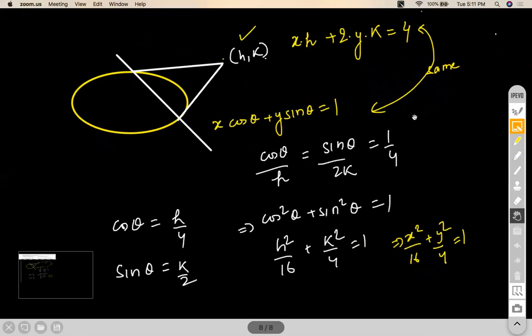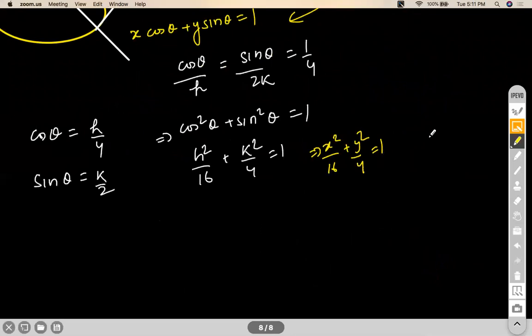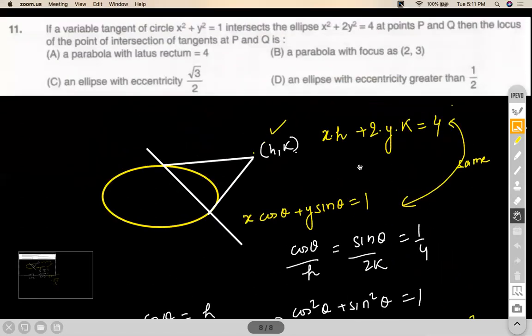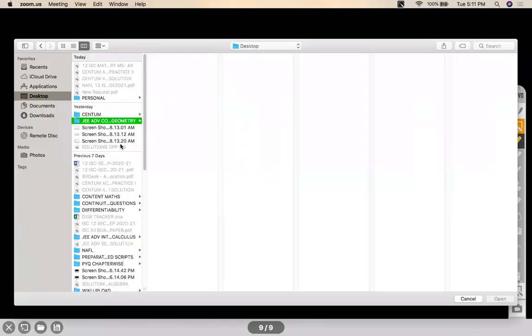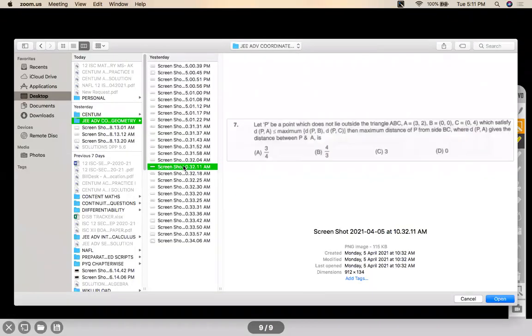So this is clearly an ellipse. And a is more than b, so eccentricity will be under root of 1 minus b square by a square, which is under root of 3 by 2 in this case, very, very clearly, which means option number C is correct. And because C is correct, D is also correct. So C and D are the only right options. Everybody got this right. Well done. So without much waste of time, we'll move on to the next question.